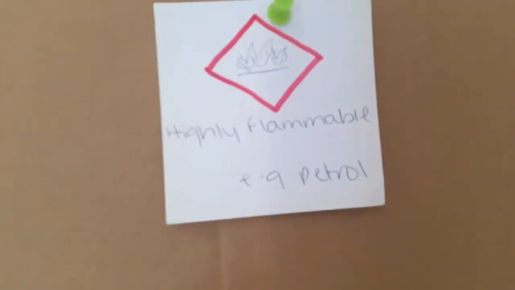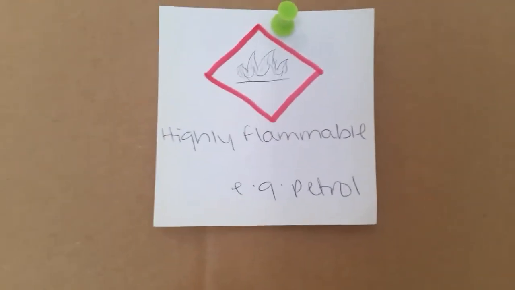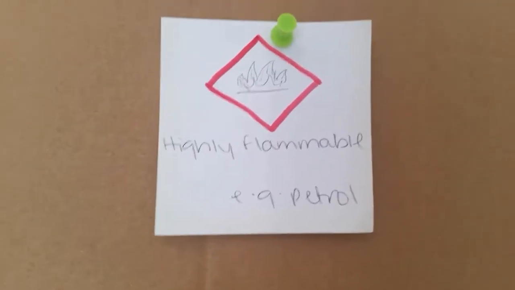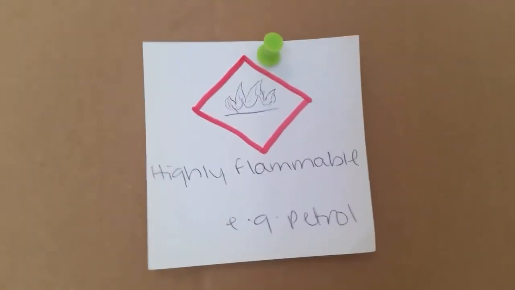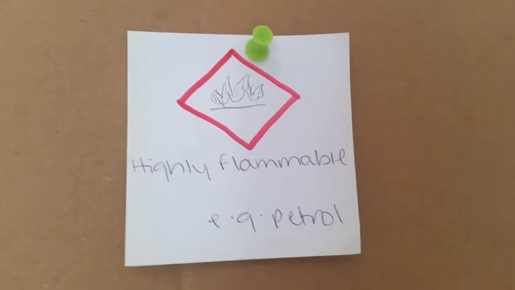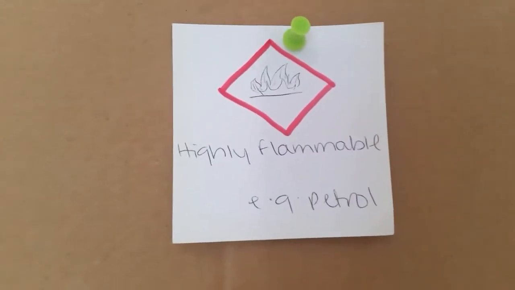And the second symbol is highly flammable. A highly flammable substance is something which catches fire easily, and an example of a highly flammable substance is petrol. Fuels do catch fire very easily, which is why there are so many hazards that you may be exposed to in a petrol station.